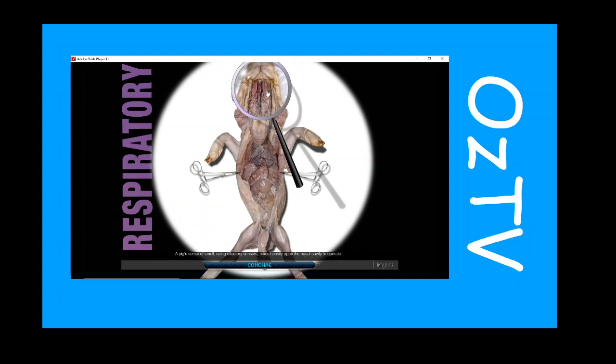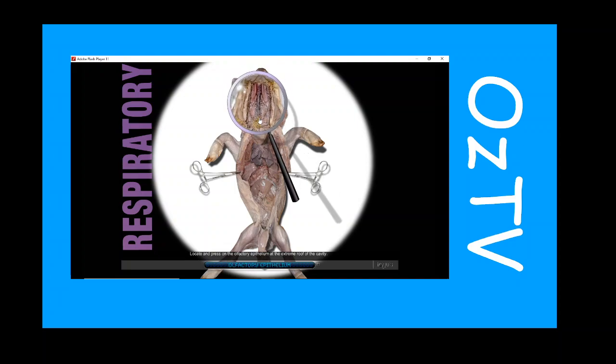A pig's sense of smell, using olfactory sensors, relies heavily upon the nasal cavity to operate. Locate and press on the olfactory epithelium at the extreme roof of the cavity. This tissue, lined with chemoreceptors, connects to the olfactory bulb of the brain, and is responsible for the pig's primary sense of smell. Now find and press on the circular-shaped incisive papilla, found just above the cut opening of the nasal cavity.